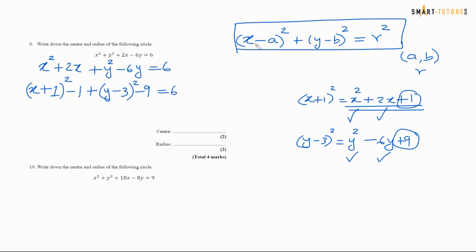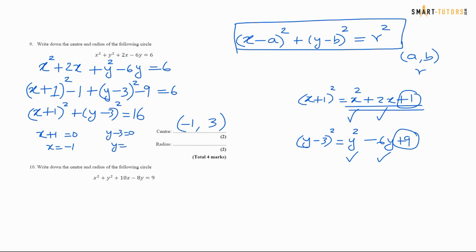To rearrange the numbers to the other side, you will get x plus 1 whole thing squared plus y minus 3 whole thing squared. The minus 1 and minus 9 is minus 10. Going to the other side it becomes 10 plus 6 is 16. Now we know how to write the center, which is minus 1 and 3, because x plus 1 equal to 0, x equal minus 1, and y minus 3 equal to 0, y equal 3. So minus 1, 3 is the center, square root of 16 is 4, that is the radius.